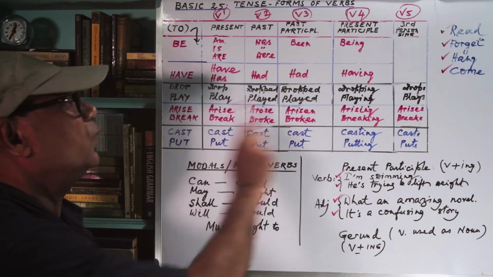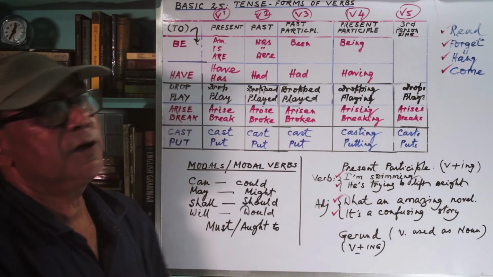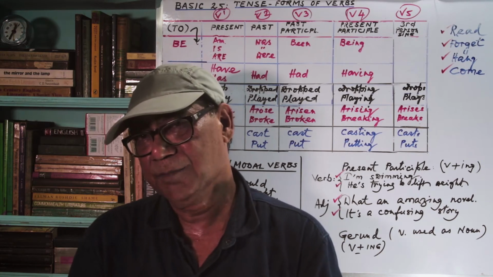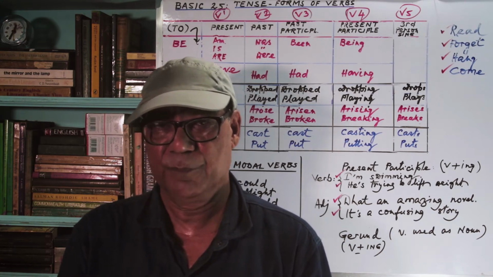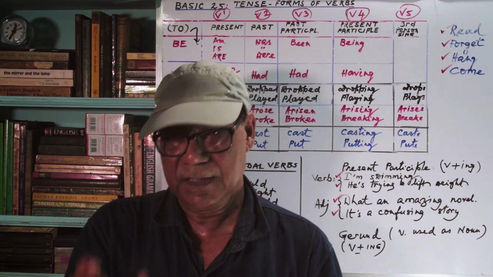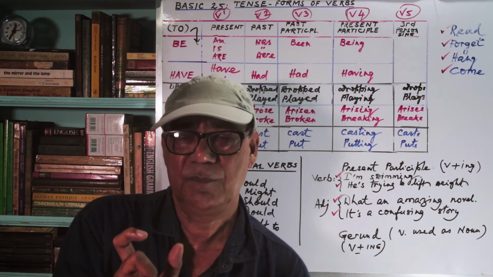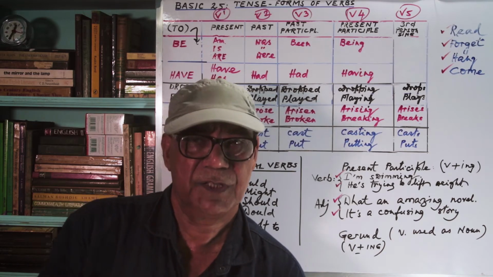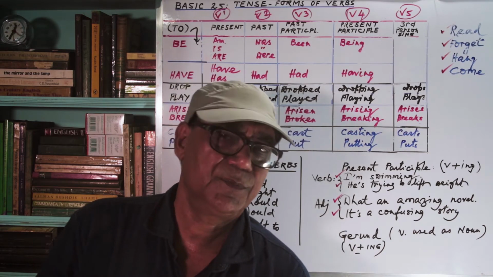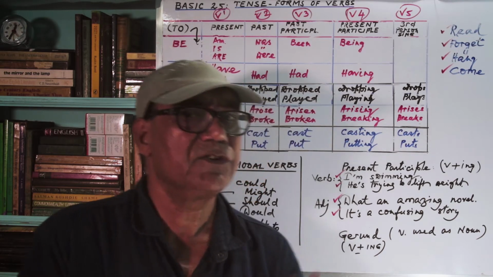Now this is a regular verb, and then another regular verb, play. Play, played, played, playing, plays. Five forms. Play, root form or base form, then past tense played, past participle played, present participle playing, and third person singular number plays. So this is a regular verb.